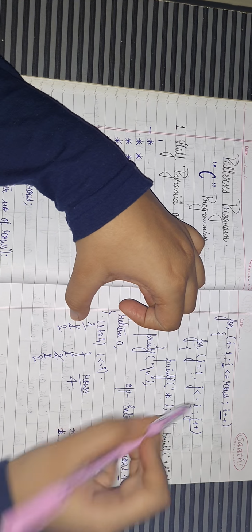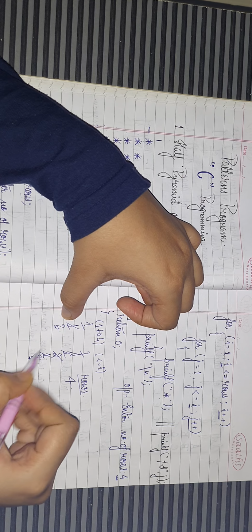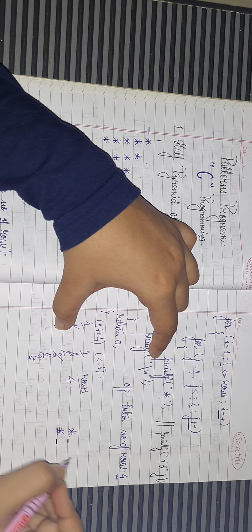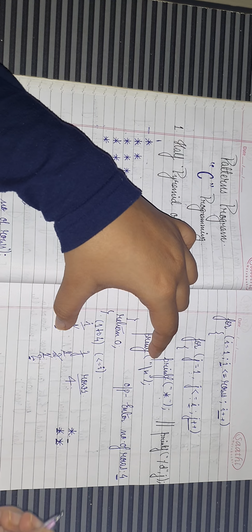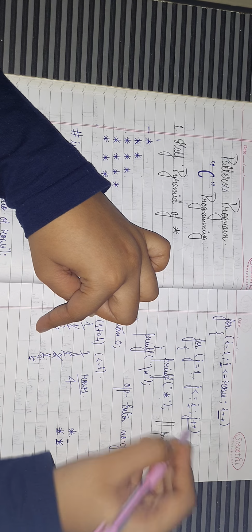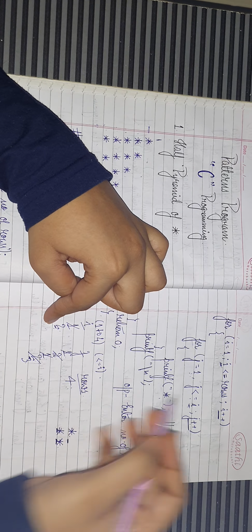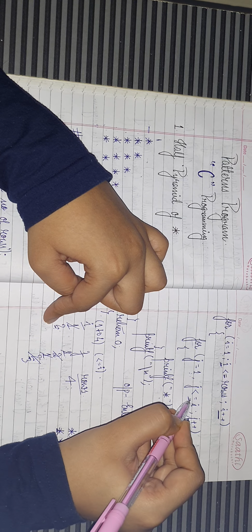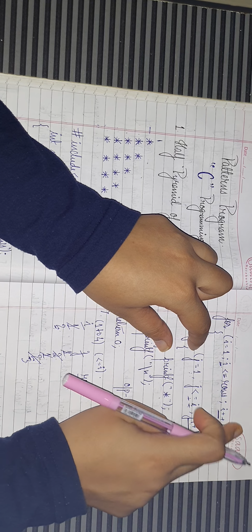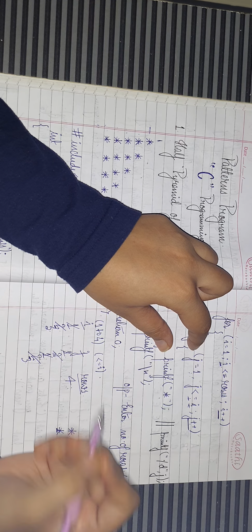Now the value of j is 2 and the value of i is 2. So 2 is less than or equal to 2. Still the condition is true, so printf star will be printed here, right? After this, again the j value will be incremented to 3. Is 3 less than or equal to 2? Now this condition is false, so it will come out of this for loop and increment the value of i. So i is incremented to 3.